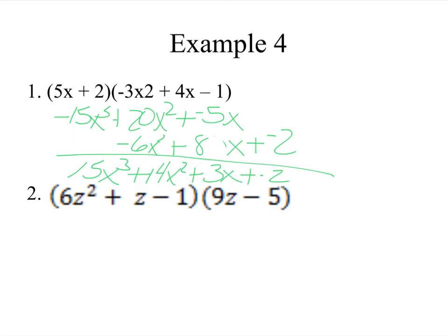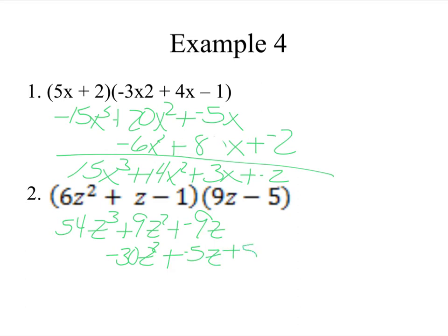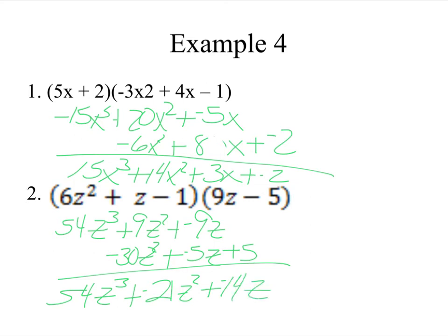Looking at the third one, we have 54z cubed plus 9z squared plus negative 9z. We also have negative 30z squared plus negative 5z plus 5. So 54z cubed plus negative 21z squared plus negative 14z plus 5 is the answer for that one.